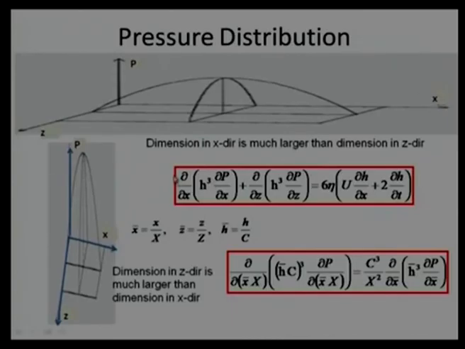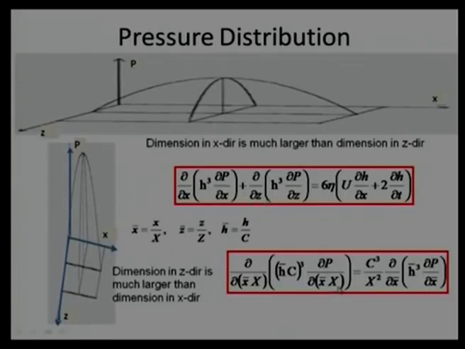Now, if we go ahead with this kind of non-dimensionalization, instead of writing x, I write x bar into capital X. Similarly, instead of h, I write h bar into c. Similarly, instead of z, we can write z bar into capital Z and substitute over here. So, instead of x, we are writing x bar into capital X, and instead of h, we are writing h bar into c.